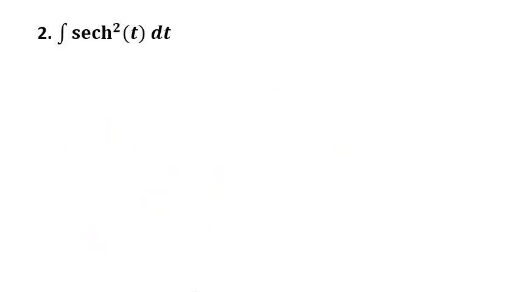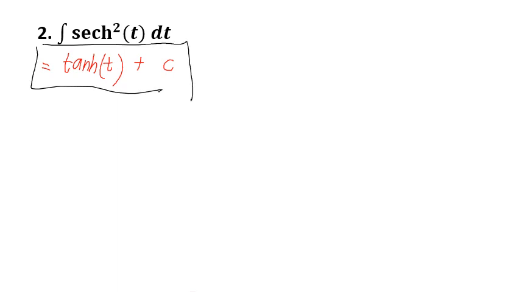Let's have our second example. We have integration of hyperbolic secant squared t dt. With this example, if you check your formulas, this is a part of your formulas, which is equal to hyperbolic tangent of t plus c. This is now our final answer for this example. So the goal is to be familiar with your formulas for hyperbolic functions.